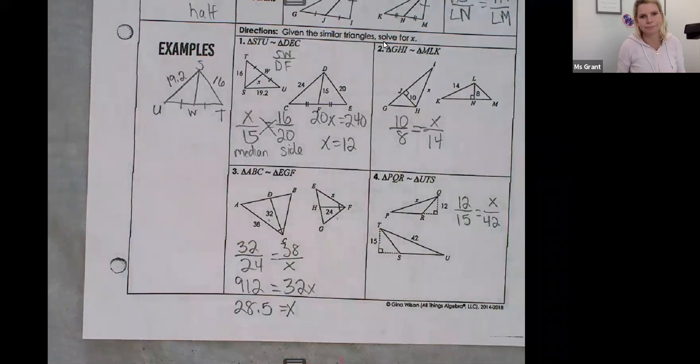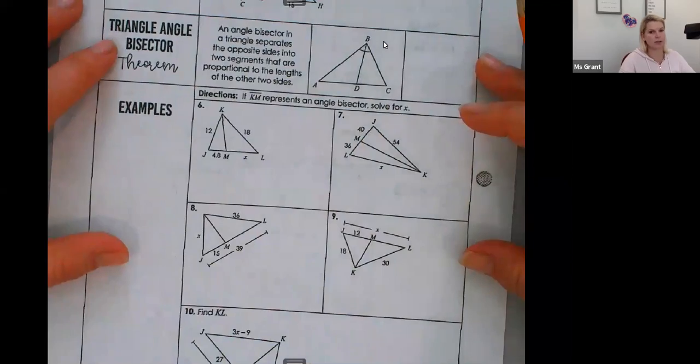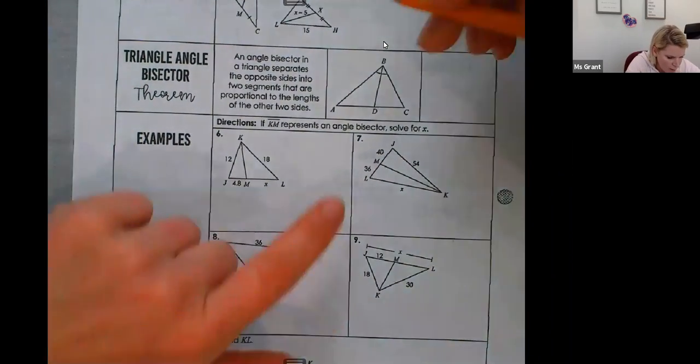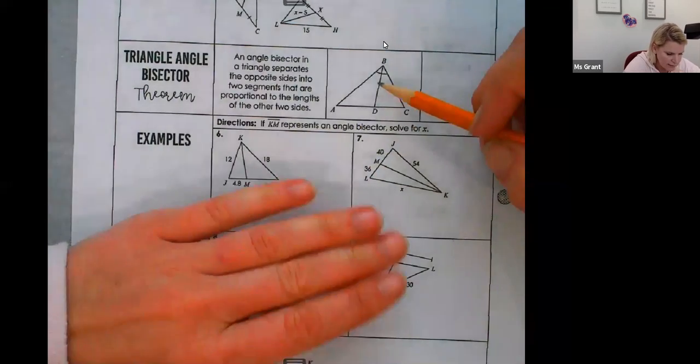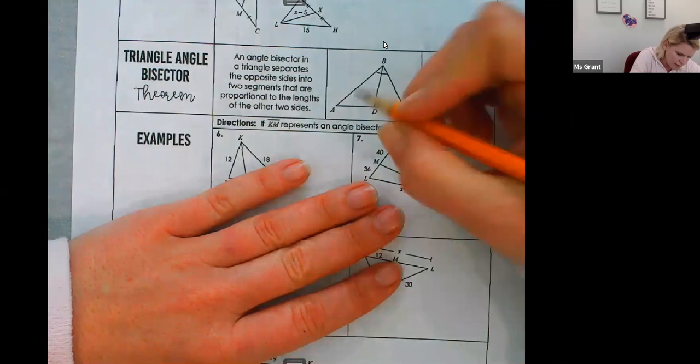Okay. Questions on these first 4? We're going to move on to the next topic. Triangle angle bisector theorem. An angle bisector in a triangle separates the opposite side into two segments that are proportional.